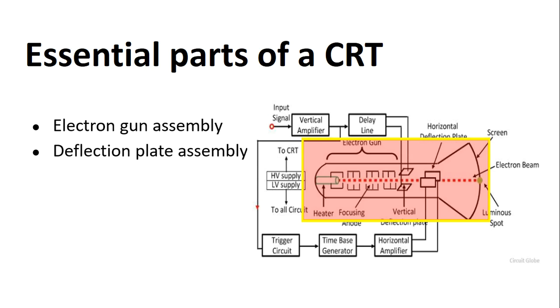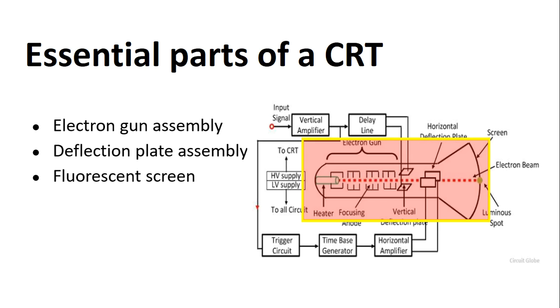We shall have a deflection plate assembly. It consists of two sets of deflection plates, namely vertical deflection plates and horizontal deflection plates. By applying proper potential to these plates, deflection of the beam is accomplished. And finally, we have a fluorescent screen. The screen is coated with some fluorescent material. A luminous spot of light is produced when the electron beam strikes it. The color of the spot depends upon the nature of the fluorescent material used.